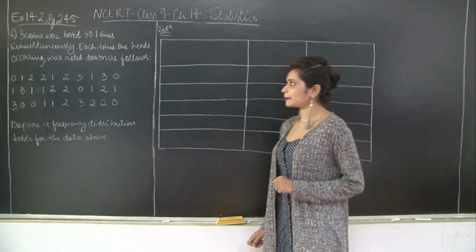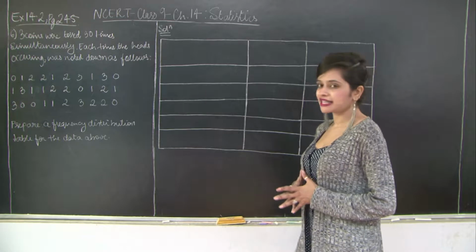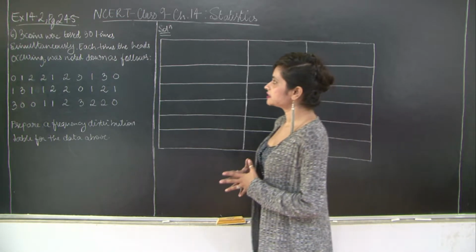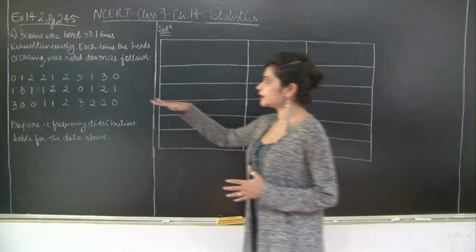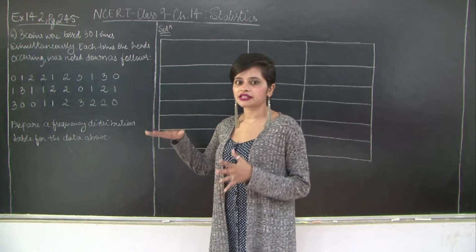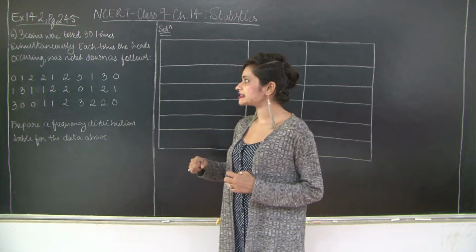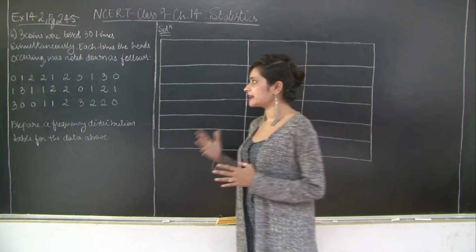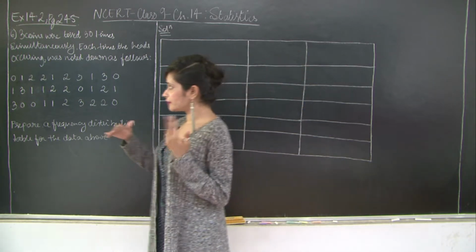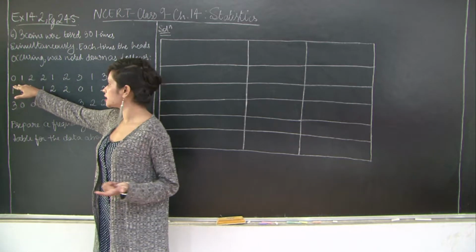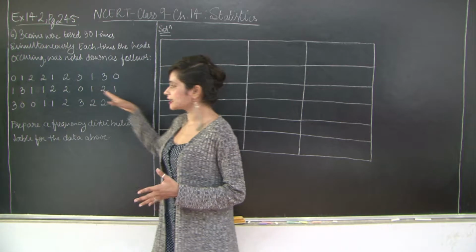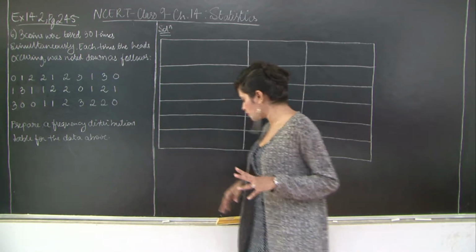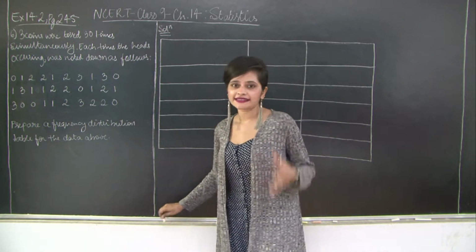Question number 6. 3 coins were tossed 30 times simultaneously. Each time the heads occurring was noted down as follows. So here we have the observation for 30 times that 3 coins were tossed simultaneously and the number of times that heads appeared. So when for the first time 3 coins were tossed, the number of times heads appeared was 0. So you will not really understand these observations until I explain to you what exactly happens.